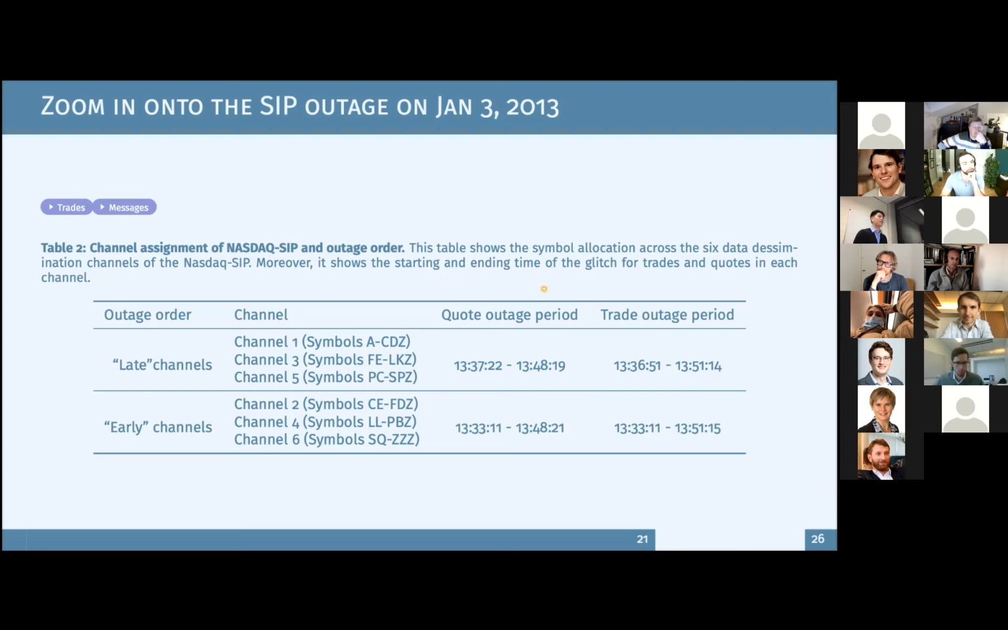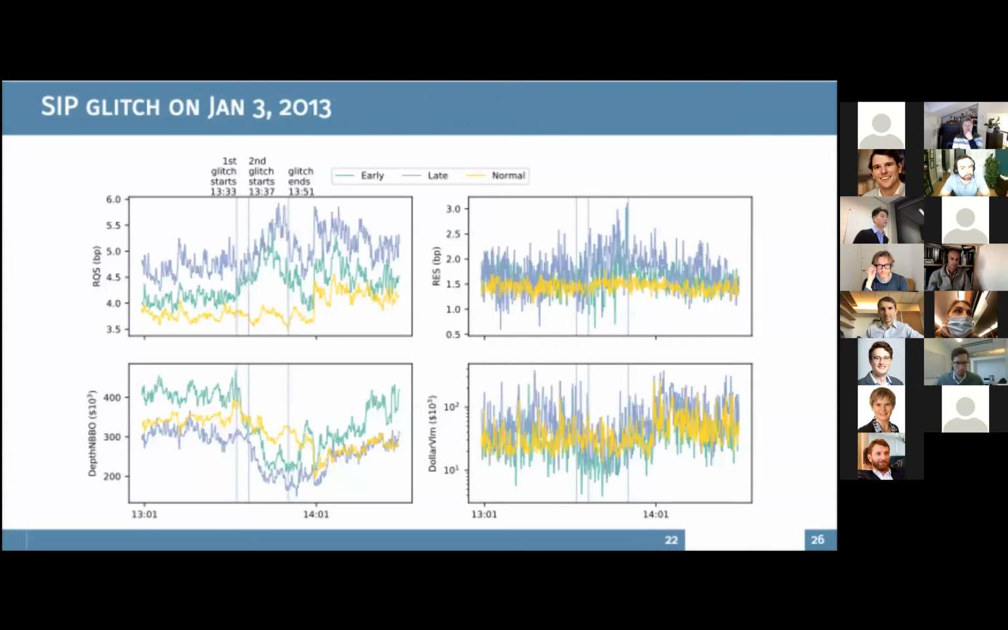The outage on that day happens sequentially, first on the early channels and then on the late channels. So if you focus on the first period, when only the early channel stocks are affected, the late channel stocks become a perfect control group. So here I'm just zooming in on the particular event to see if we still find the same results as we find in the pooled regression.